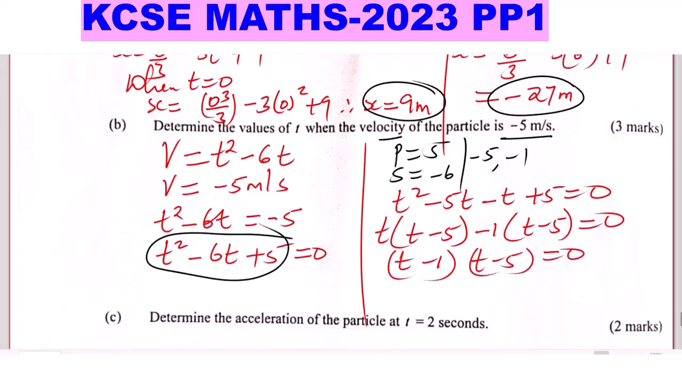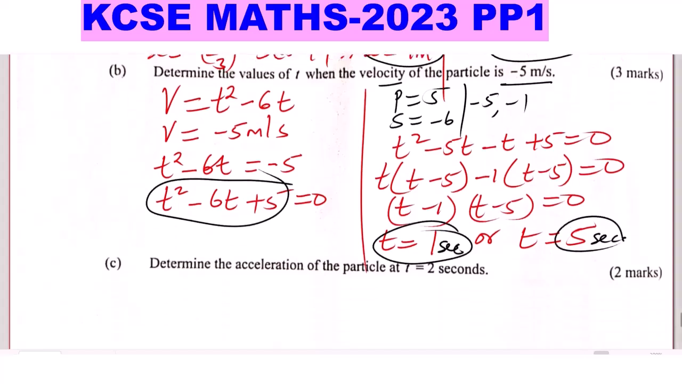Therefore, t minus 1 is equal to 0, t will be 1, or when t minus 5 is equal to 0, t will be 5. So those are the values of t: t is equal to 1 second and t is equal to 5 seconds.